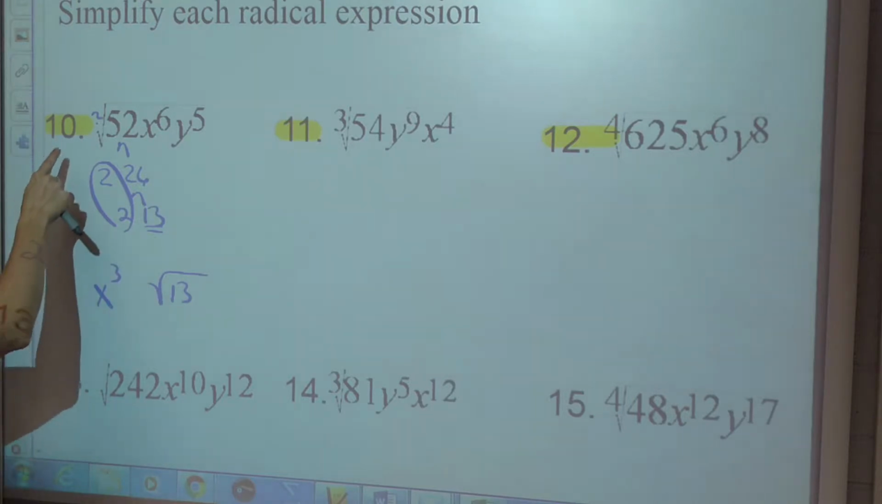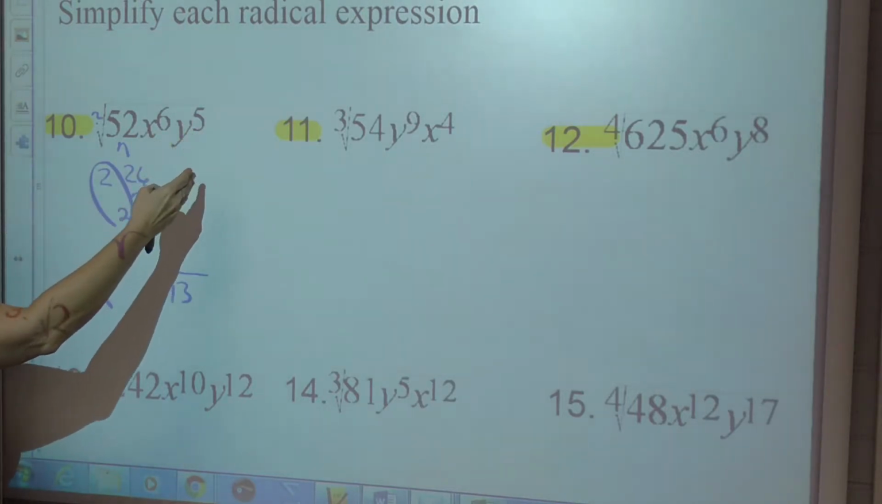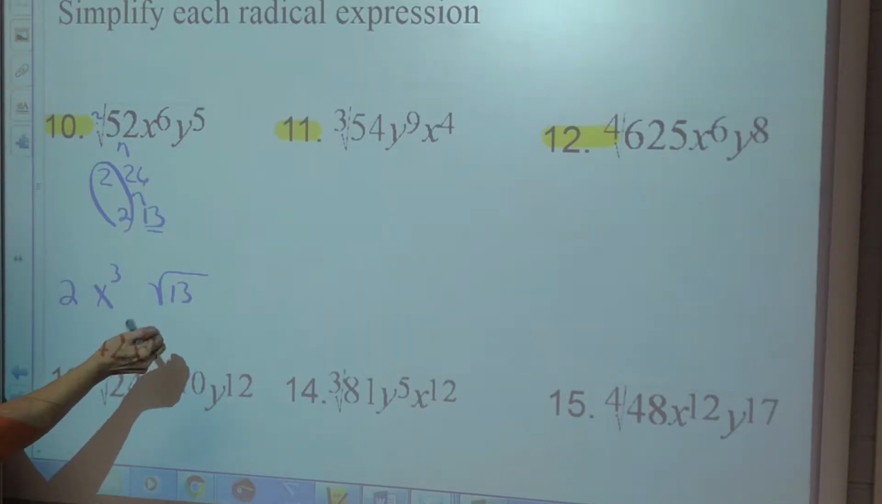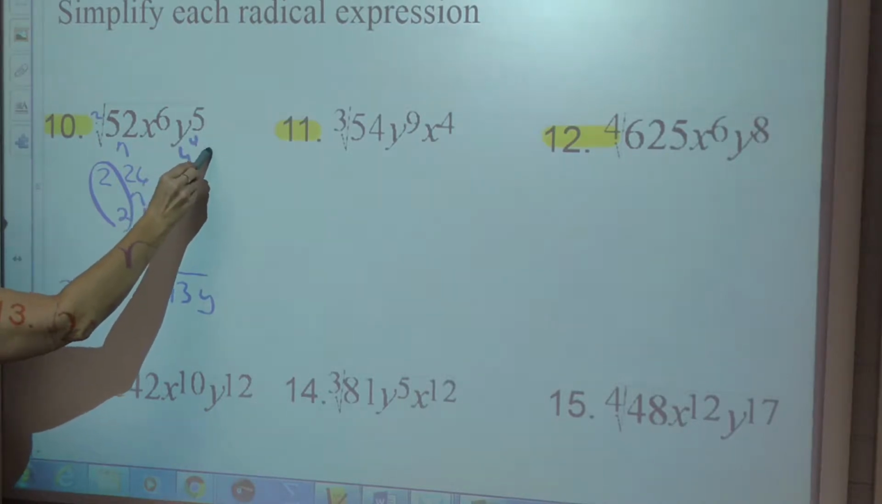What I do when it's a square root, I know if it's an even exponent that I'm going to just take half of it out, divide it by 2. So I'm going to pull that 1 off of this, make that be y to the 4th times y.